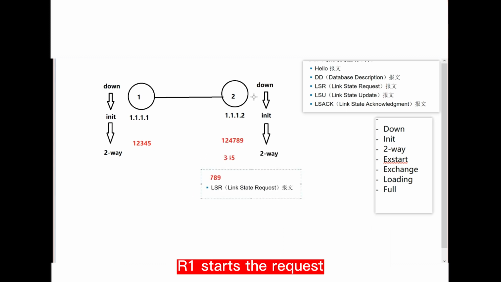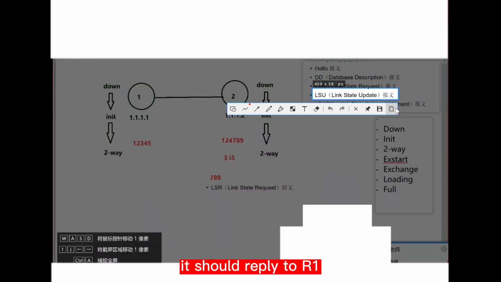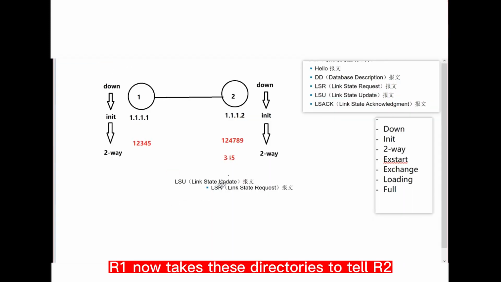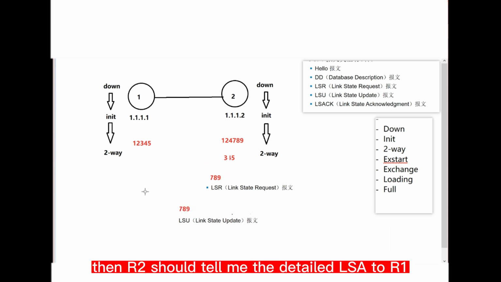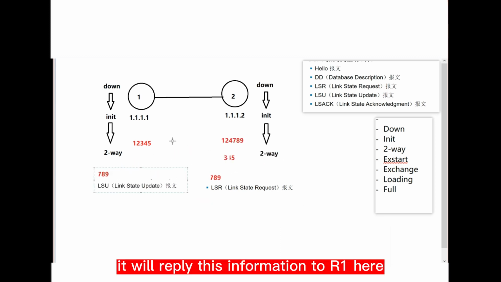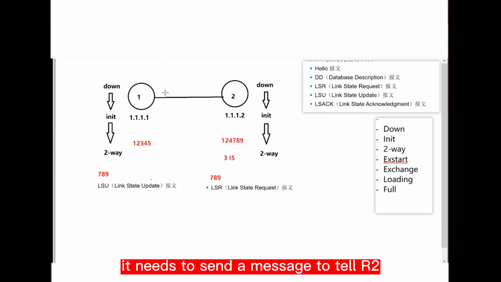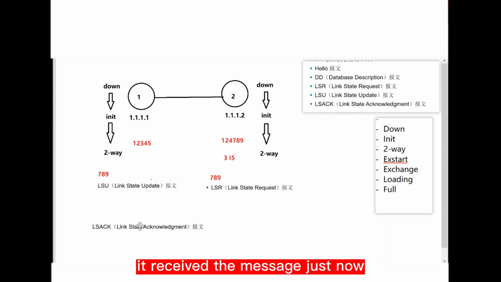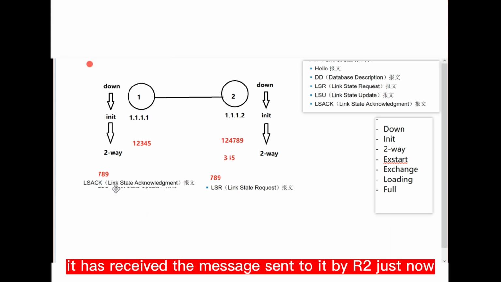R1 starts the request. When this request message is sent to R2, it should reply to R1. R1 now takes these directories to tell R2, then R2 should tell R1 the detailed LSA. R2 will now reply with this information to R1 here. When R1 receives it, it needs to send a message to tell R2 that it received the message just now. It will send an LSAck to R2 at this time. It means that it has received the message sent to it by R2 just now.